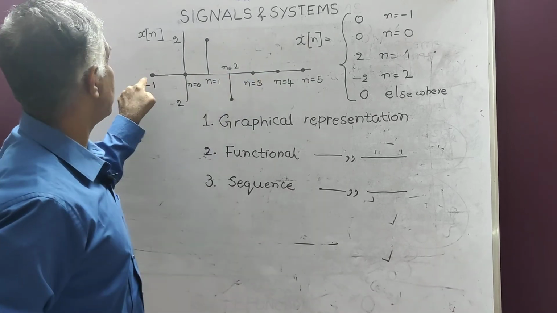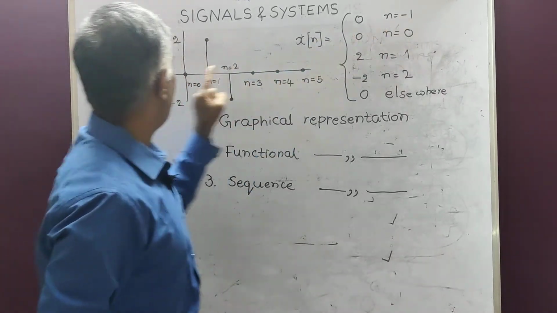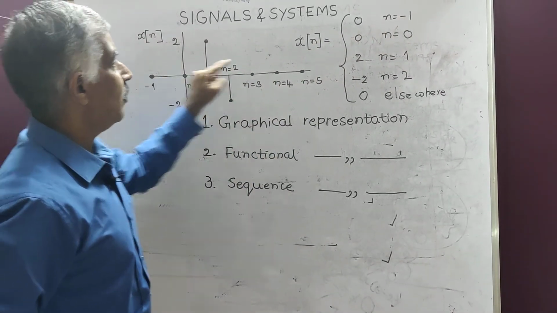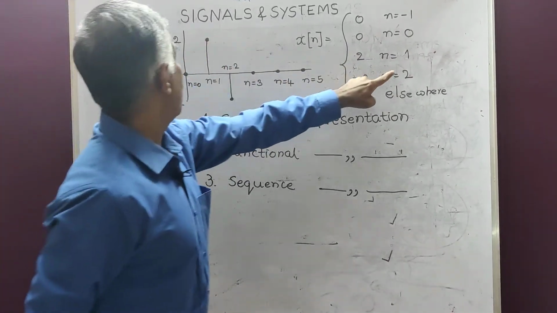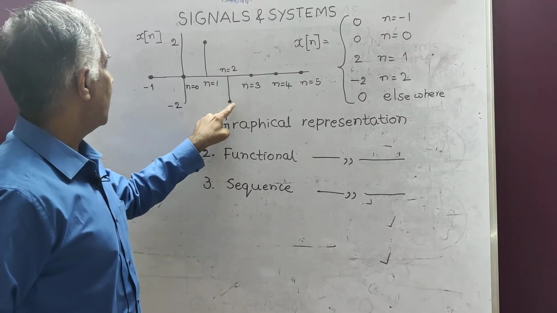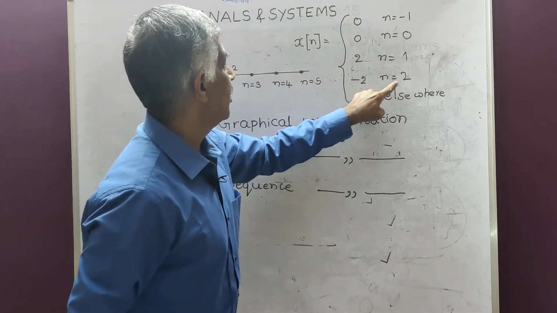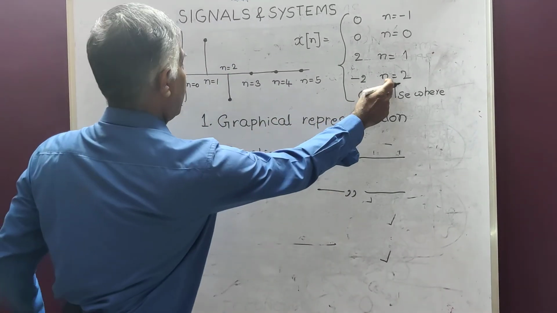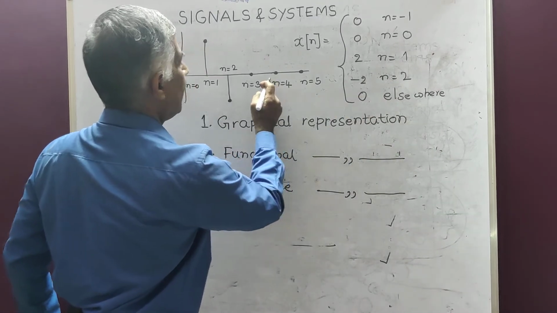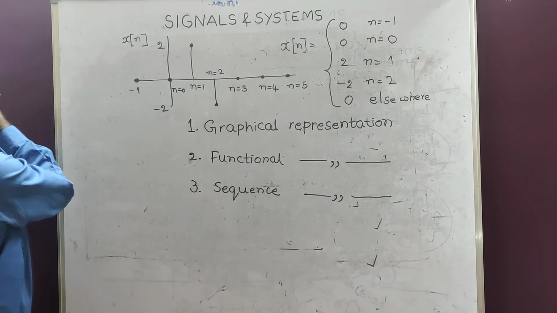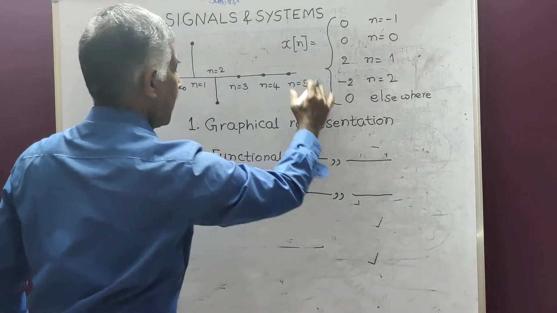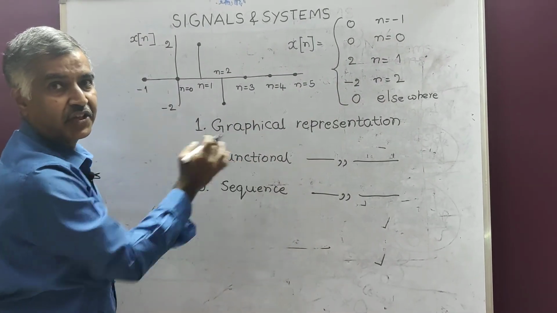x of n equal to 0 for n equal to minus 1, x of n equal to 0 for n equal to 0, x of n equal to 2 for n equal to 1, x of n equal to minus 2 for n equal to 2, and 0 elsewhere, for n equal to 3, 4, 5, etc., and minus 2, minus 3, etc. This is what is known as functional representation.